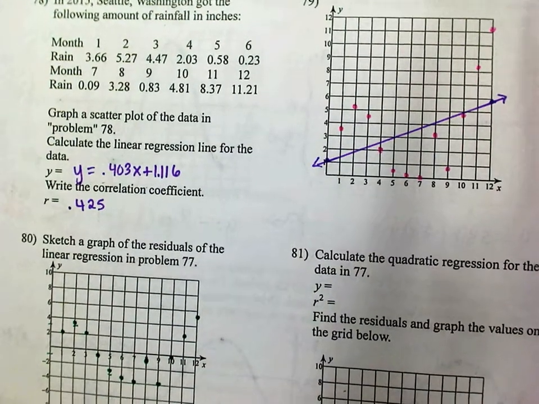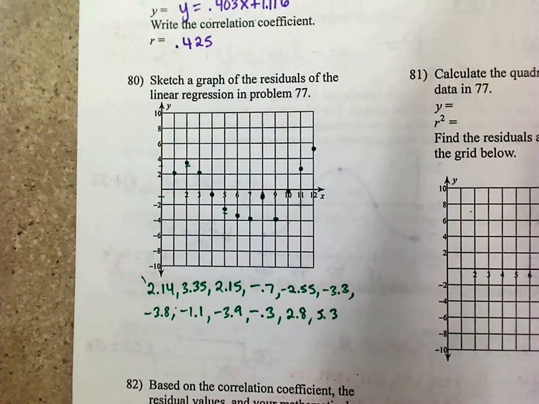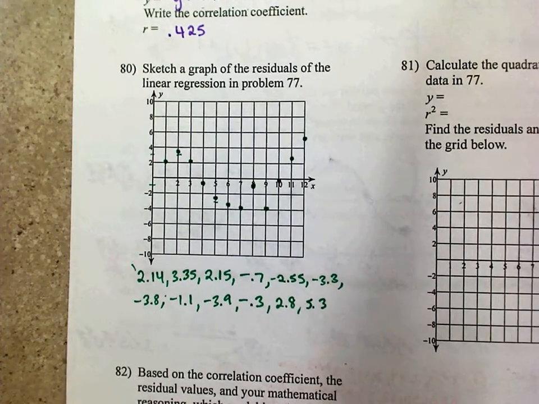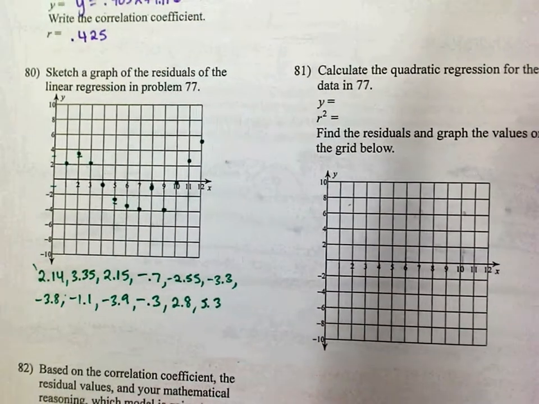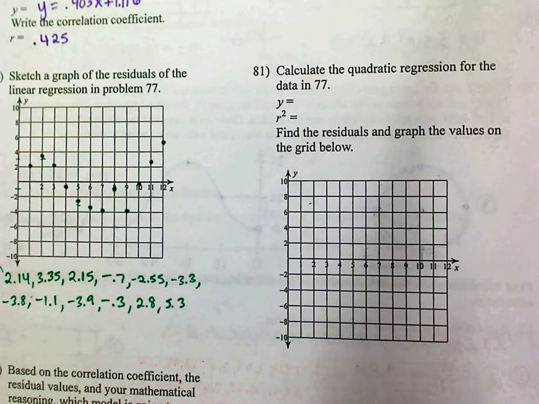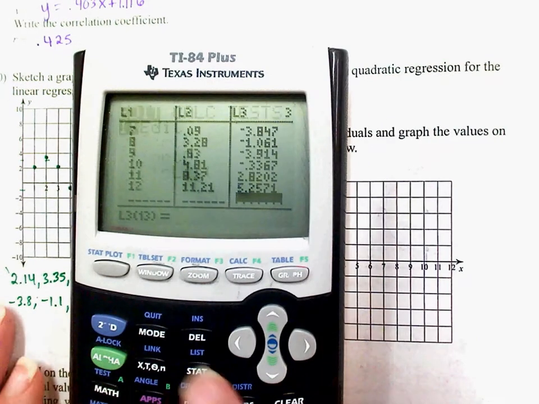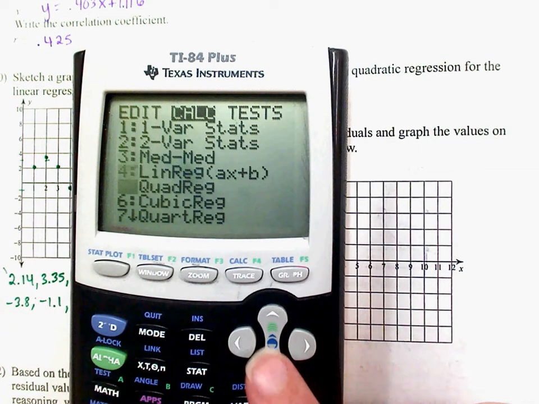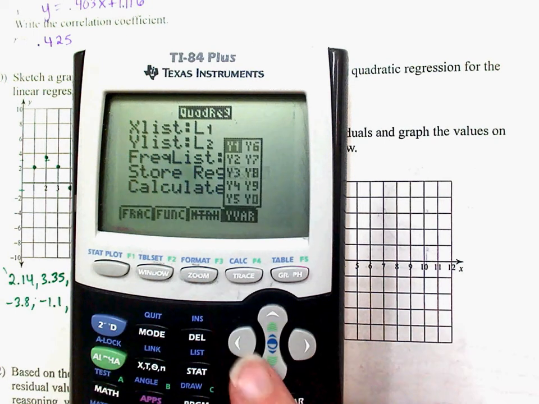Okay? So, on 81, it says calculate the quadratic regression. So now what we're going to do is we're going to do the quadratic. So I'm going to go stat, calculate, quadreg, alpha trace, to store that in y equals, calculate, and I get this. So I'm going to write that down.